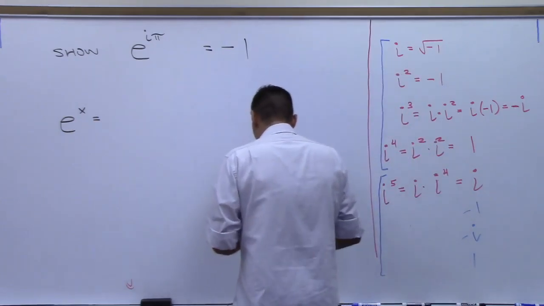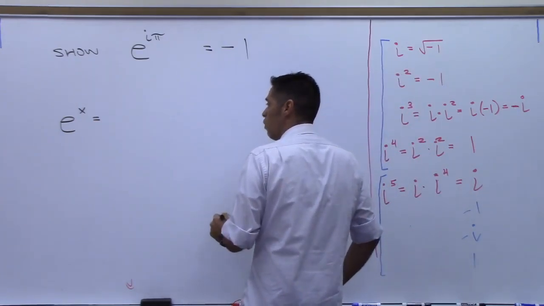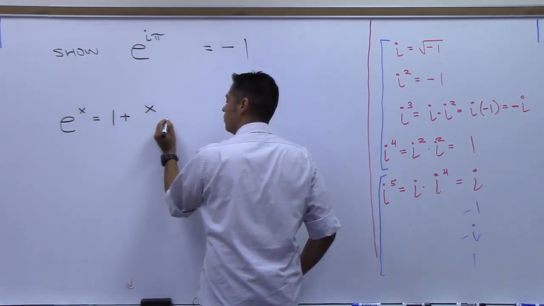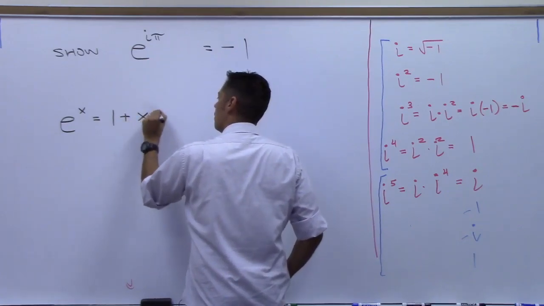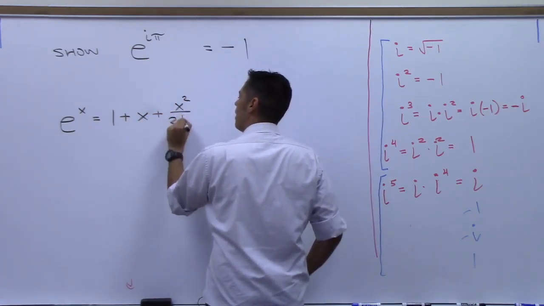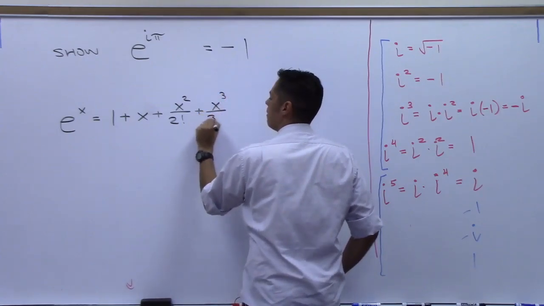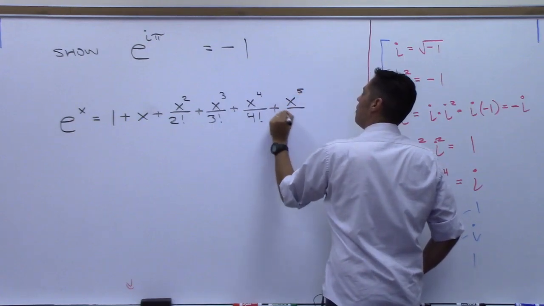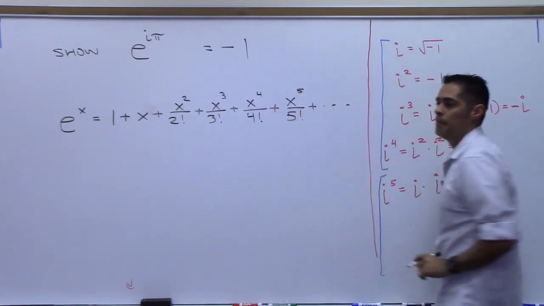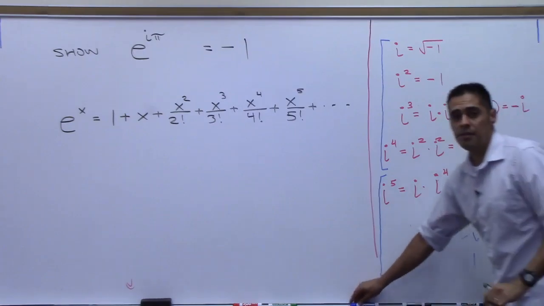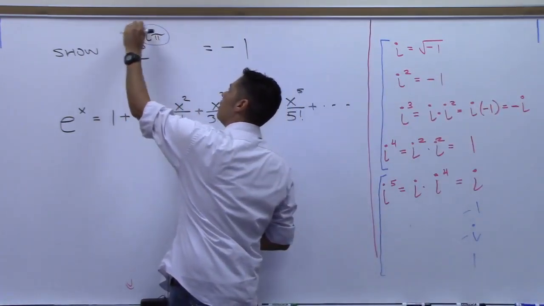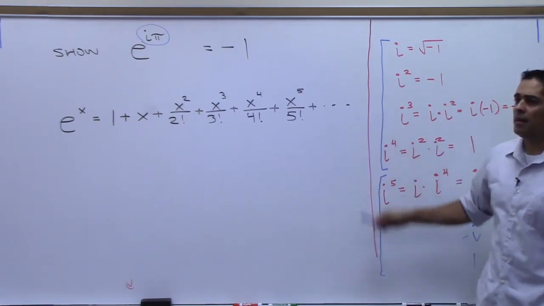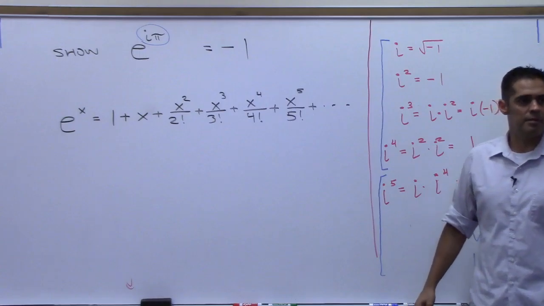Remember the Maclaurin series for e to the x was 1 plus x plus x squared over 2 factorial plus x cubed over 3 factorial plus x to the 4th over 4 factorial plus x to the 5th over 5 factorial, et cetera, right? But what I'm going to try and plug into this instead of x is i times pi. So replace all your x's in here with i times pi. And let's just see what happens. You ready?